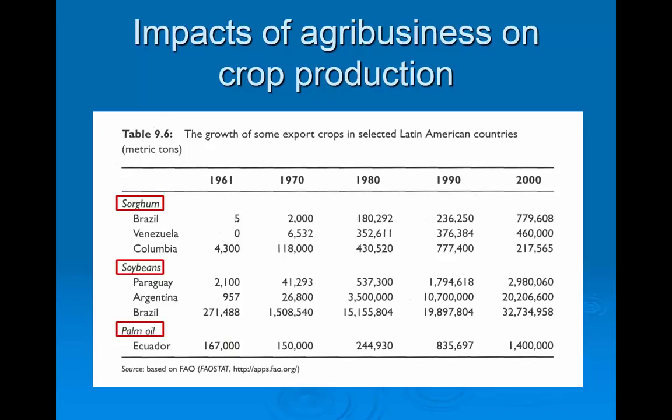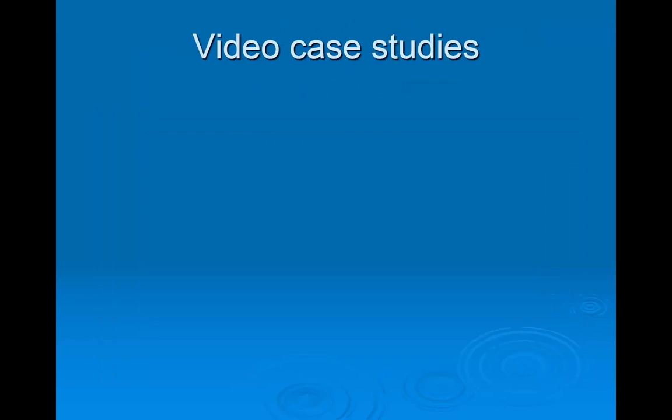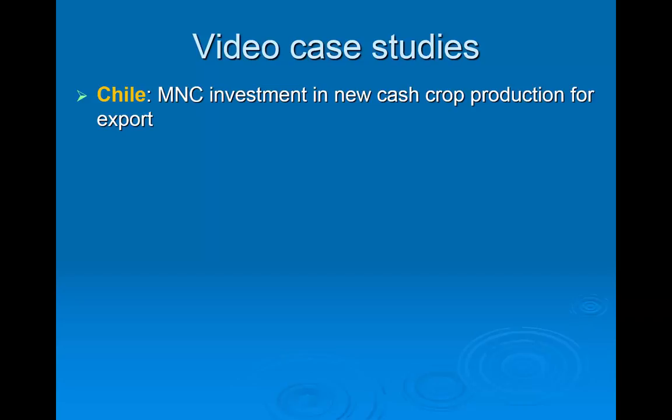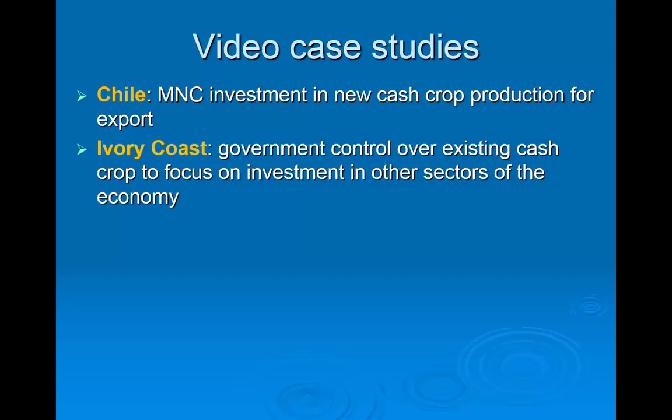Government involvement varies. So we're going to look at the impacts of different government approaches, and I want you to pay attention to the impacts on local people and local economy. We're going to do this through 5 video case studies. We're going to begin in Chile, where you're going to see multinational corporate investment in the new cash crop production of grapes in particular, all for export.